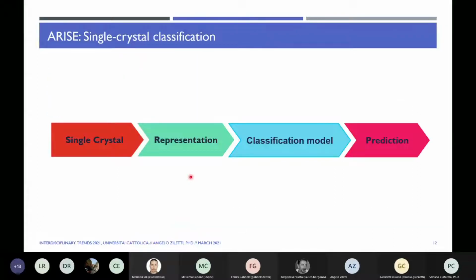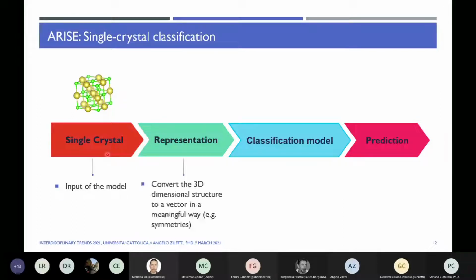We call this method RI, and we'll start with the single crystal classification. How does it work? What's the high-level workflow? In input, you have a single crystal, and that's the input of the model. Then you need to represent that, because a computer will not understand the crystal; it understands numbers. So you convert the structure to a vector, and you need to do it in a meaningful way, preserving the symmetries, for example. From a single crystal, you will get a vector.